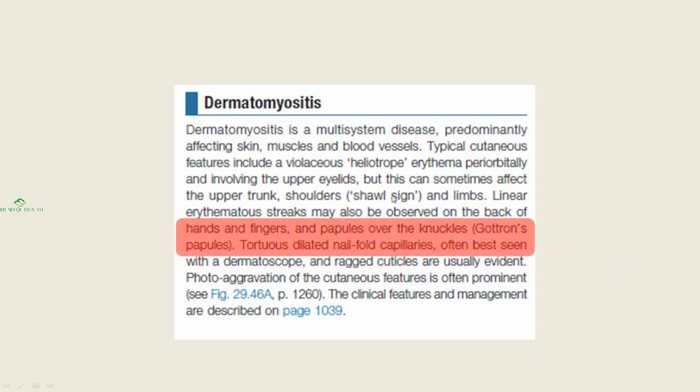You can see dermatomyositis, heliotrope, violaceous heliotrope, erythema periorbitally. All these things are very interesting. Shawl sign, all these are previous questions also. When the eruptions are on the upper trunk, we can see shoulder and upper trunk involvement, and the shawl sign will be there. So Gottron's papule, shawl sign, heliotrope, violaceous heliotrope erythema, all these things.